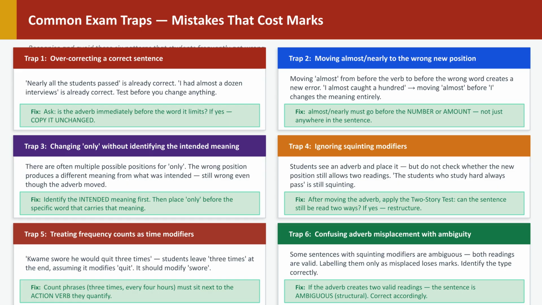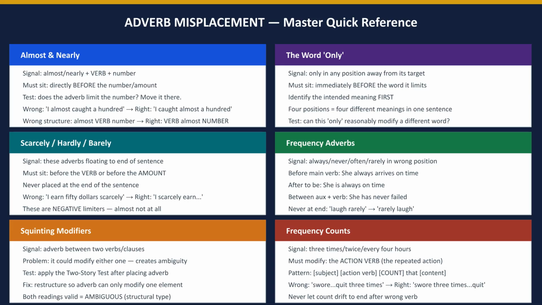Be aware of common exam traps. Avoid overcorrecting correct sentences, and ensure you move limiting adverbs like almost and only to the intended position, always confirming the meaning is unambiguous. This master reference provides quick rules for almost/nearly, only, scarcely/hardly/barely, frequency adverbs, squinting modifiers, and frequency counts. Use this for quick revision before your exam.